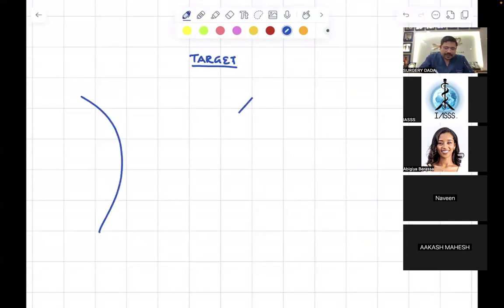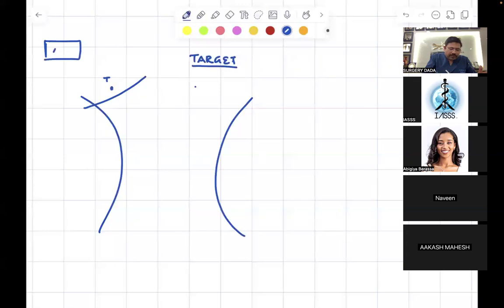So this is the abdomen, and suppose this is the right costal margin, and here you have the target. Always remember the target, the camera, the surgeon and the monitor are on a straight line. So this is going to be your monitor, this is going to be your target, and this is going to be the surgeon. That is why the surgeon is standing here.